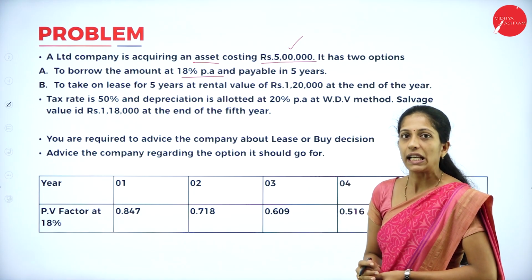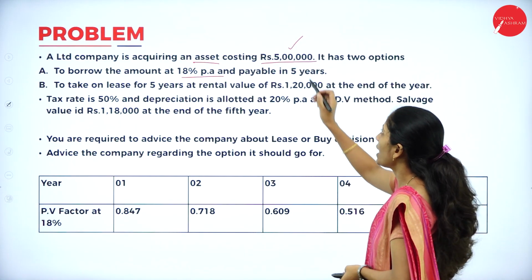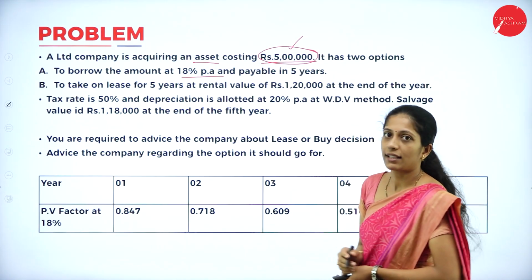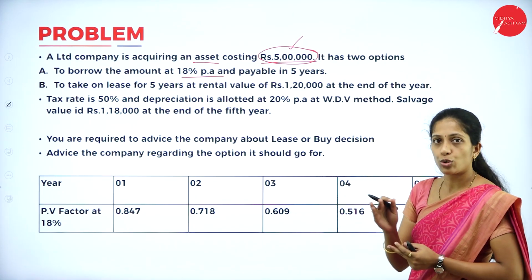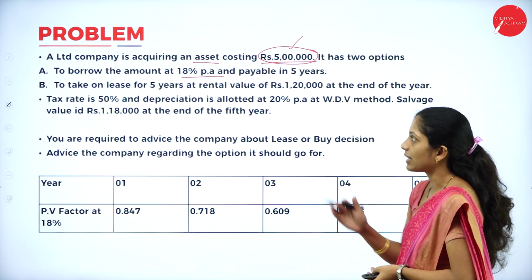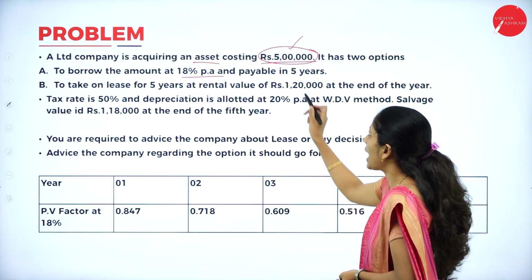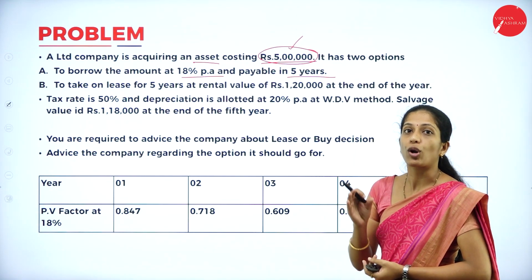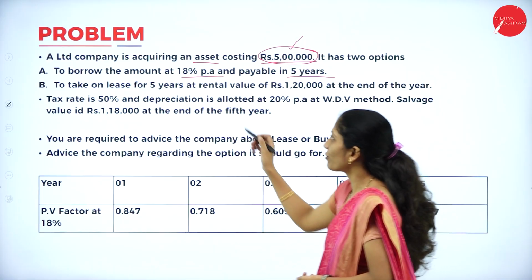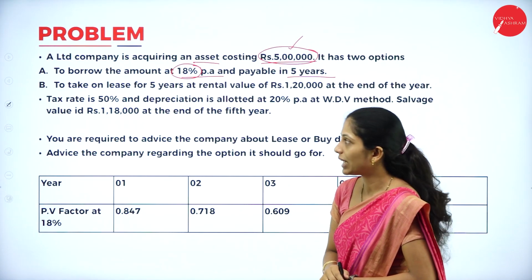Here they have given A Limited company, so they wanted to purchase an asset and the value of the asset is rupees 5 lakhs. So they have given the cost of the asset, and next they have given there are 2 options to purchase this asset. That is to borrow the amount at 18% per annum and payable in 5 years. So they can purchase the asset by borrowing the amount. Now what is the rate of interest? So if they borrow the amount, that is 18% rate of interest.